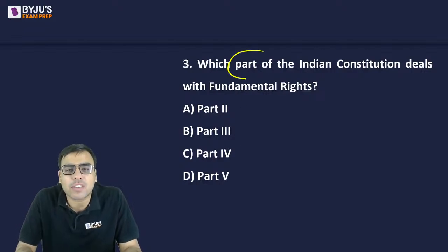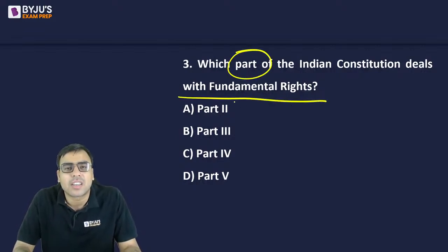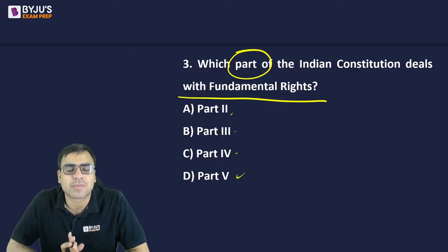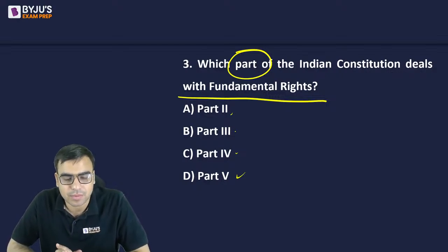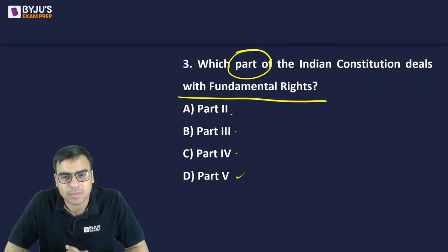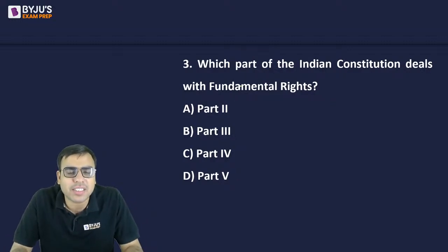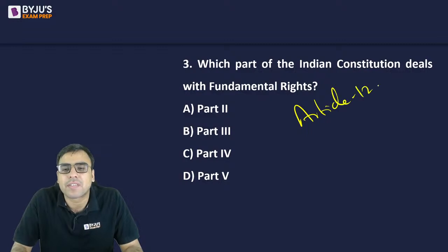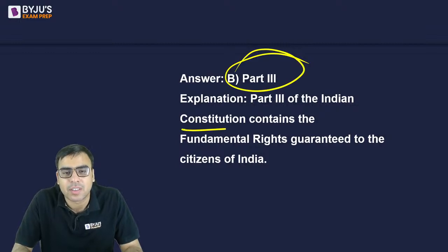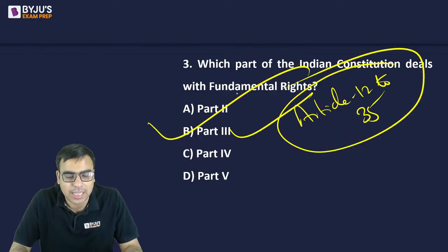Question number 3: which part of the Indian Constitution deals with fundamental rights? Your options are part 2, part 3, part 4, part 5. What is the right answer? Which part of the Constitution deals with fundamental rights? Everyone, where do you find it? I think it's very simple. Article 12 to 35. So it's part 3. So B is the right answer to this question.